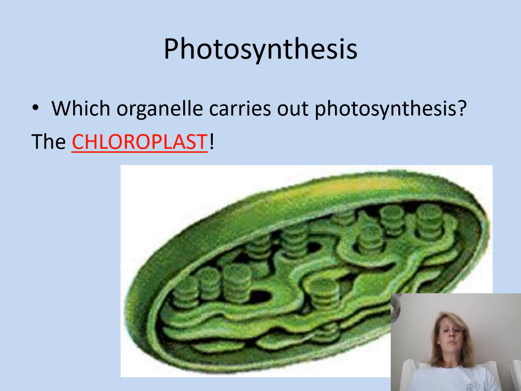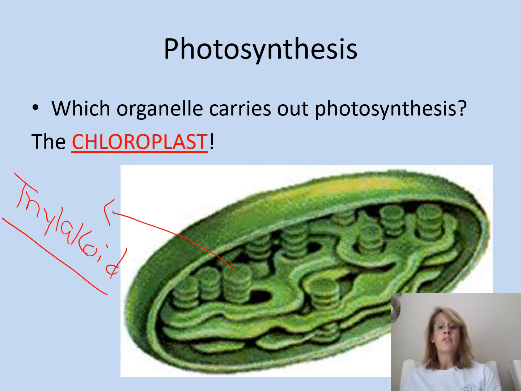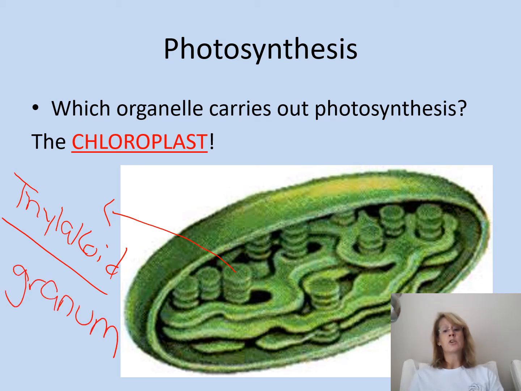Now, in the case of the chloroplast, you can see what looks like these stacks of pancakes. Okay? Well, one pancake, this thing right here, just one little pancake, is something called a thylakoid. A stack of pancakes, in case you hear me say it, is called a granum.